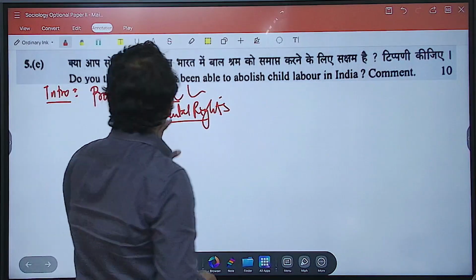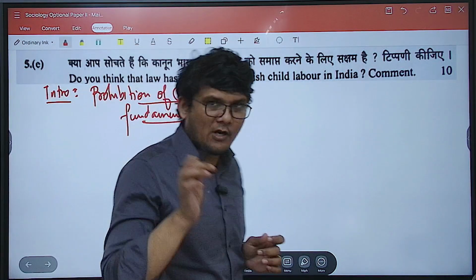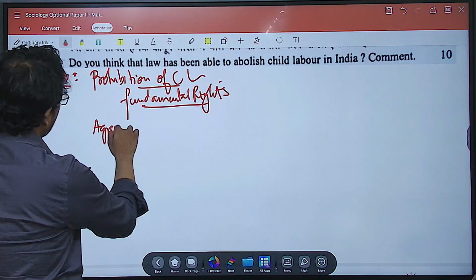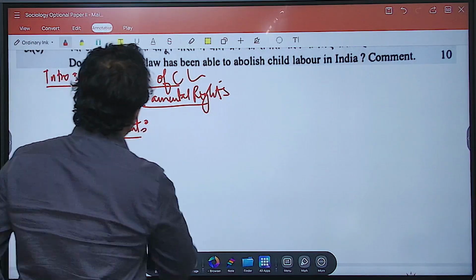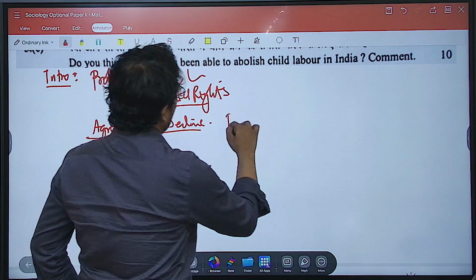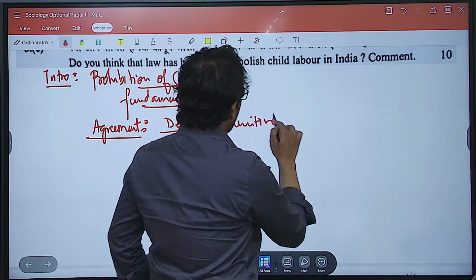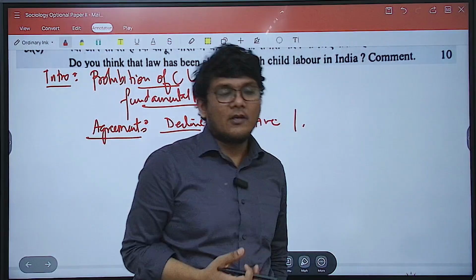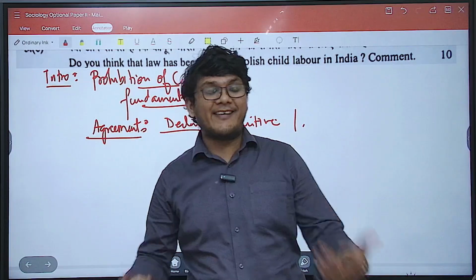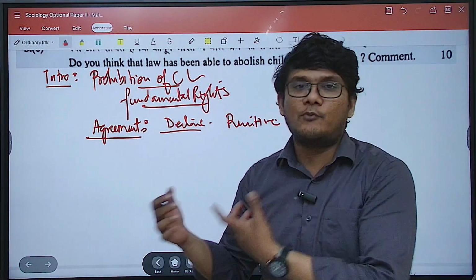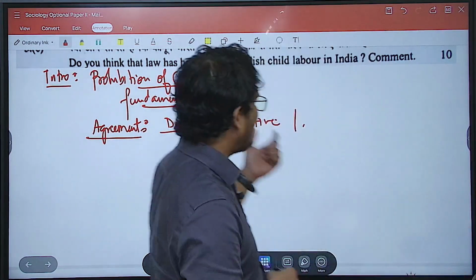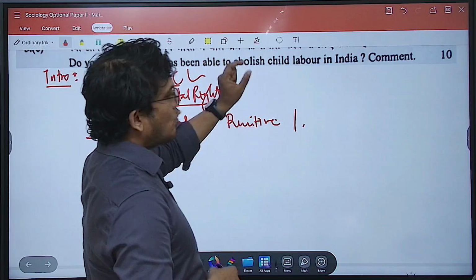Now, the main thing is, do you think that the law has been able to abolish it? So majorly we will agree. So we will be talking about the agreement. You can write down some numbers with respect to the decline in child labor. There are punitive measures for it, right? Plus there are various schemes which are providing free education. There is the right to education, which is facilitating people to send their children to school rather than send them to work. There are benefits, the midday meal scheme, etc. So various things have been done which have actually tried to address it.